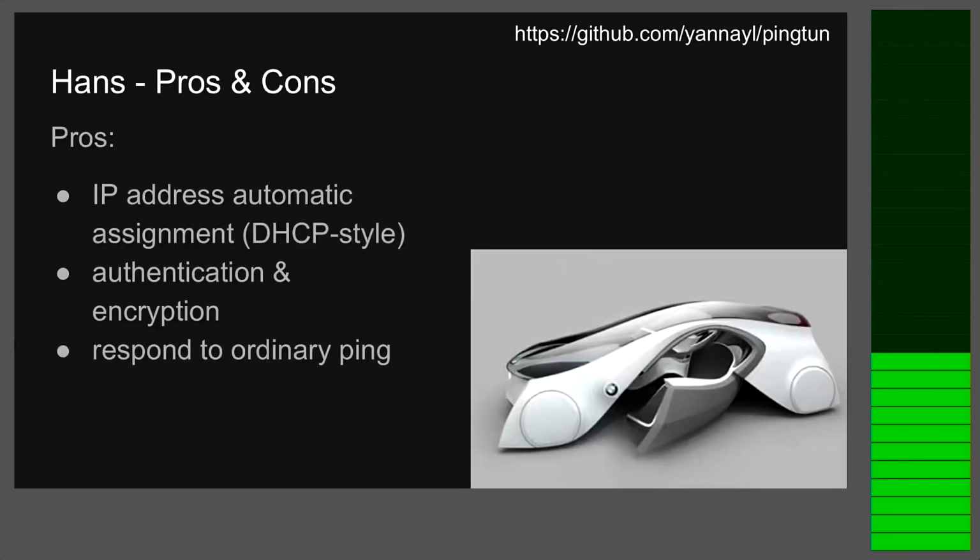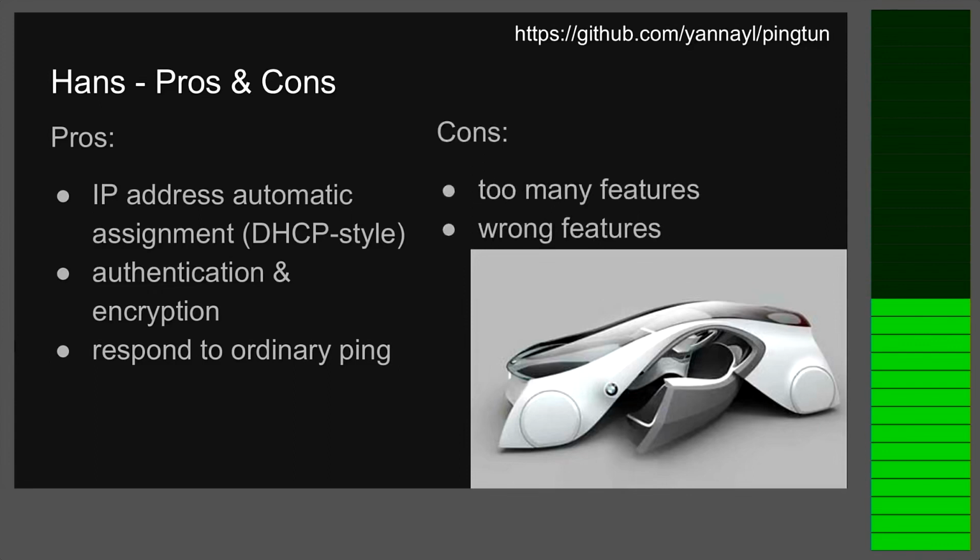The next one you'll find is Hans. In case you don't know, this is like a futuristic BMW car. And it's very advanced. It has IP address assignment and many cool features: authentication, encryption. You can set up MTU. It's written in C++, but it's too complicated in my opinion and not very usable. And it does things that other tools do much better, like OpenVPN. So I didn't want to use it in real life.